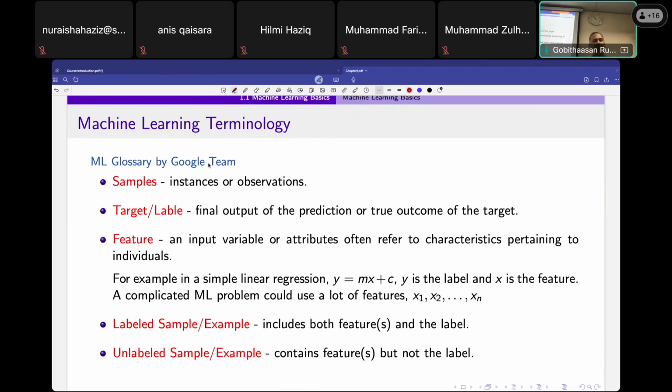Okay, first is sample, just like statistics, right? So sometimes we call it sample, but here machine learning usually call it data. So sample and data basically is the same, just the collection of data that you have.